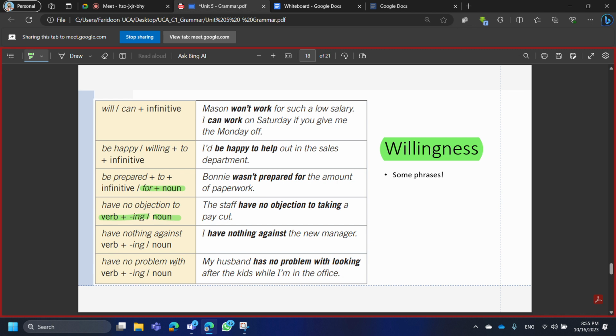And to have no problem with a gerund, activity, or noun once again shows willingness, meaning that you don't have any problem. For example, my husband has no problem with looking after the kids while I'm in the office. So it shows that the husband is willing to do it, like he is happy to do that. He's happy to look after the kids, he's not forced by anyone. So yeah.